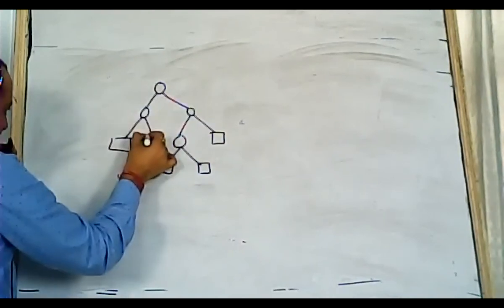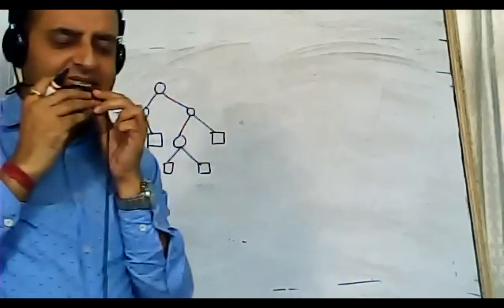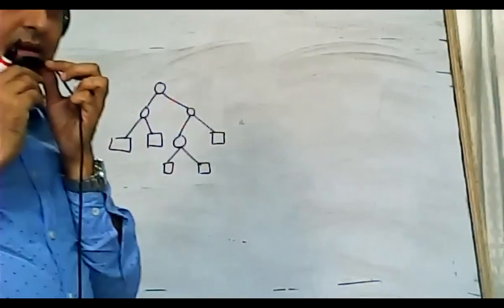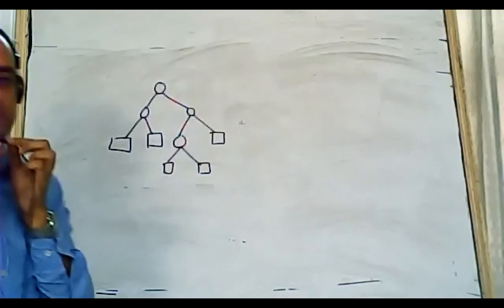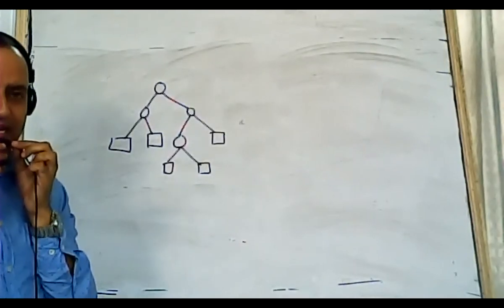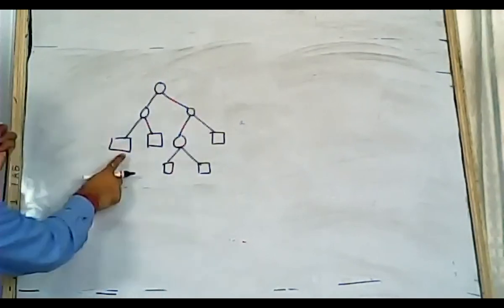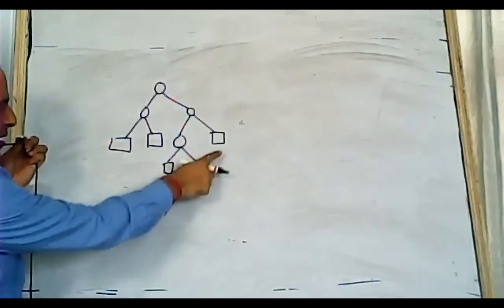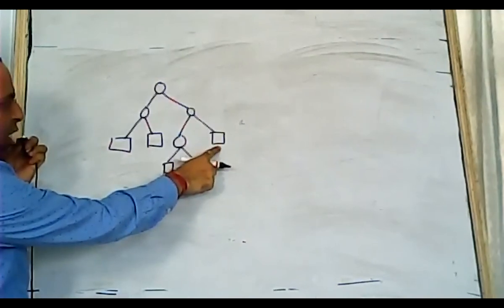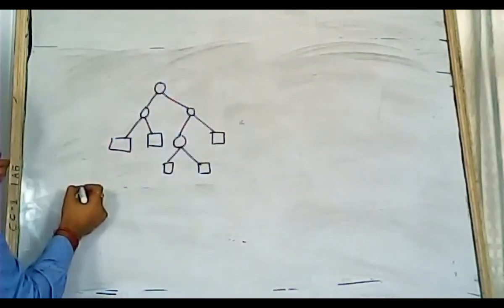Which tree is it? Sir, which tree is it? See, this is how you are preparing. This is which tree? Sir, extended binary tree. Extended binary tree. Where these square boxes are external nodes and rounds are internal nodes.